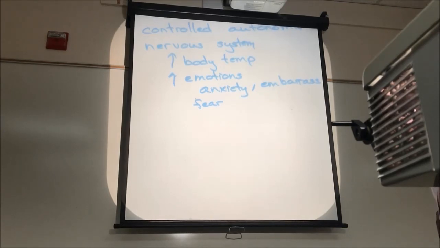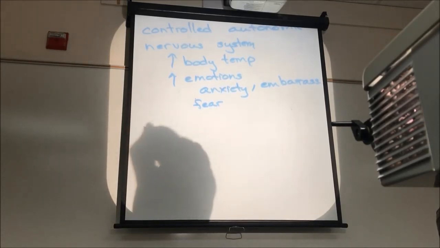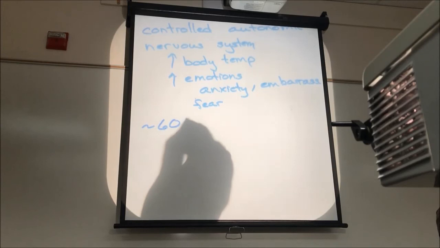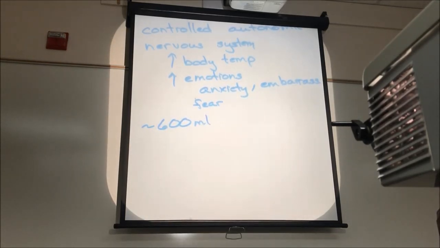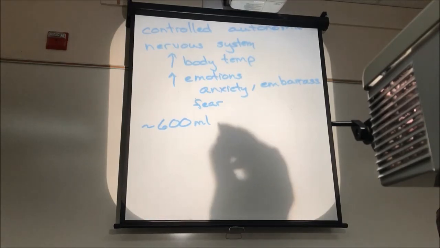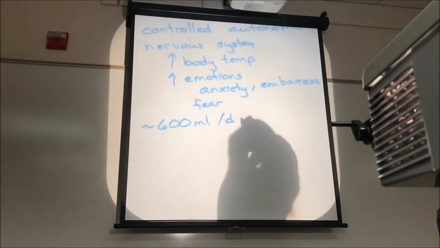A person will produce some sweat, however, even when they're calm, even when they're cool, even when they're not very physically active. Some sweat is produced almost all the time. And it's thought that the average person is putting out around 600 milliliters of sweat per day.